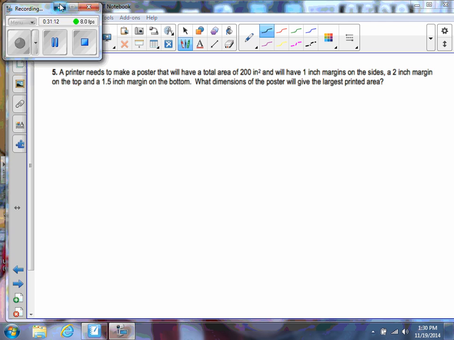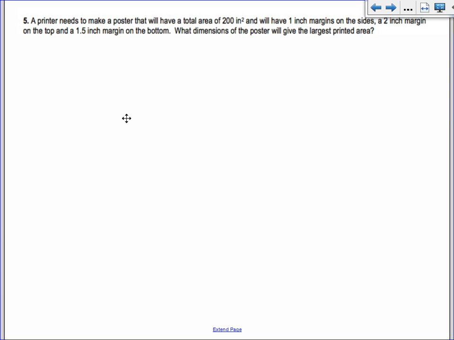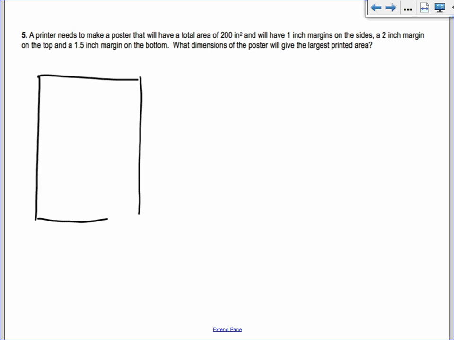All right, so a printer needs to make a poster that will have a total of 200 square inches and will have a 1-inch margin on the side and a 2-inch margin on the top and a 1.5 on the bottom. Okay, so draw a picture, right? So you have a poster. It's going to have a 1-inch margin on the sides, a 2-inch margin along the top, and a 1.5 along the bottom.